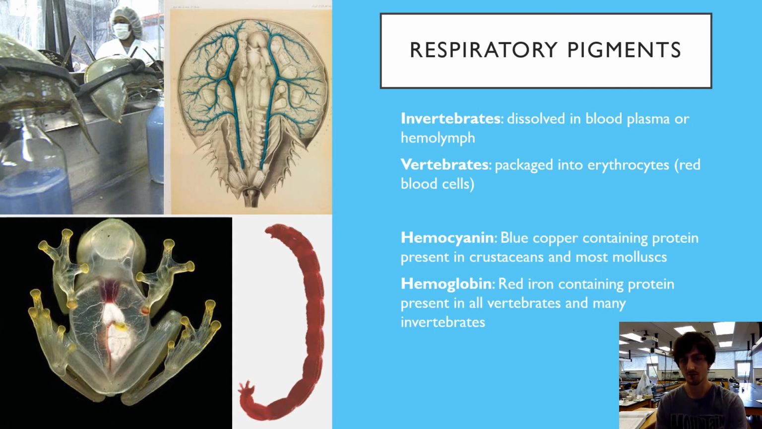So on the bottom left, you'll see a vertebrate and an invertebrate. So there's a glass frog found, I think, in Brazil. So this organism has hemoglobin inside of its erythrocytes. So those red blood cells are carrying hemoglobin, so that iron-rich protein that's colored red because of the iron.